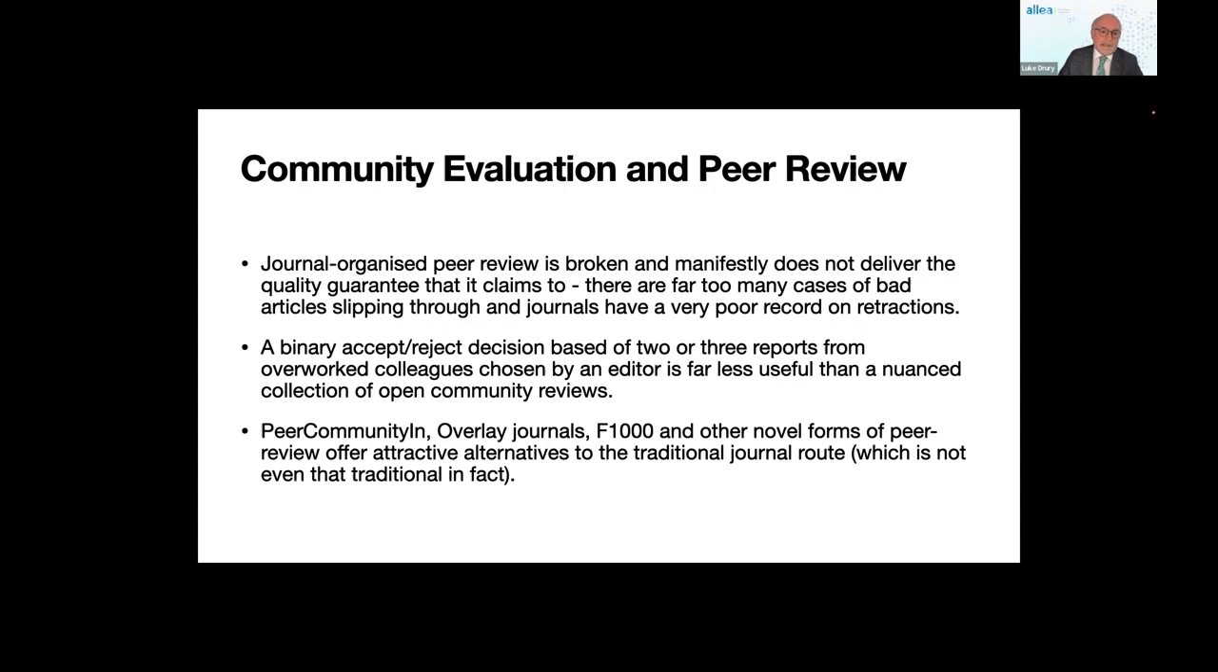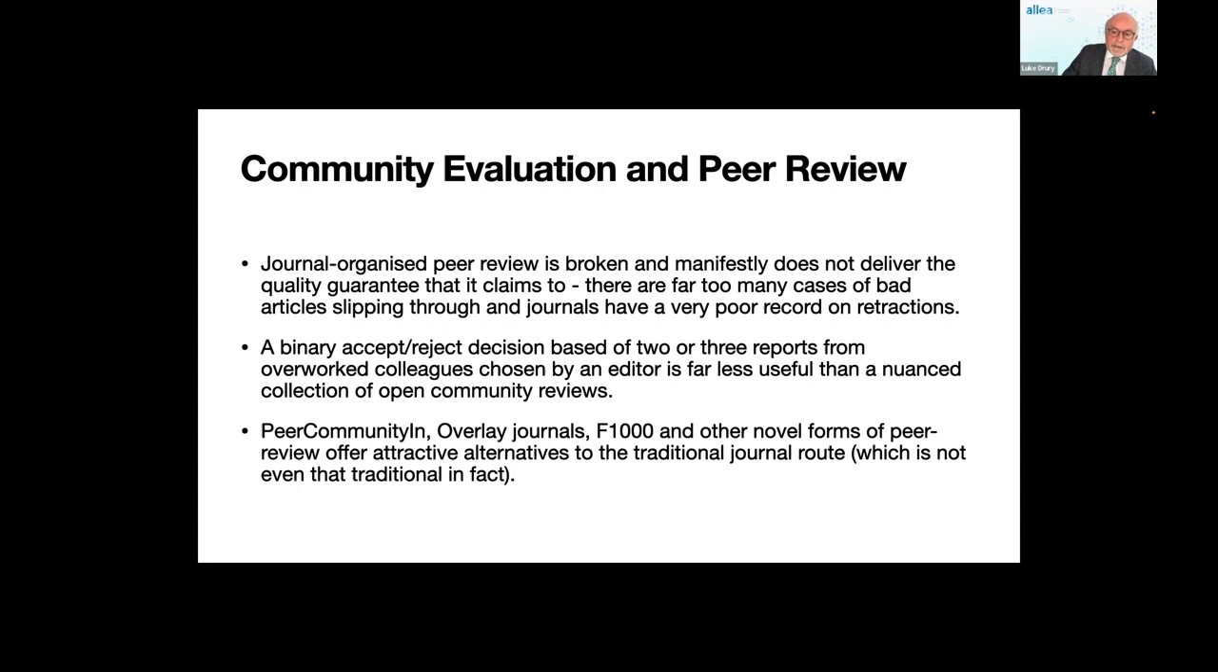I think all of us know papers which have got through the system somehow and which should never really have been published. And as Geoffrey said, basing your idea of the value of a piece of work on simply two or three reports at one point in time from overworked colleagues chosen by an editor is far less useful than the nuanced evaluation of the peer community evolving over time. And there are alternative methods of doing this. We have interesting innovations like Peer Community In, Overlay Journals, F1000, and novel forms of peer review independent of journals, which I think offer interesting and improved alternatives.